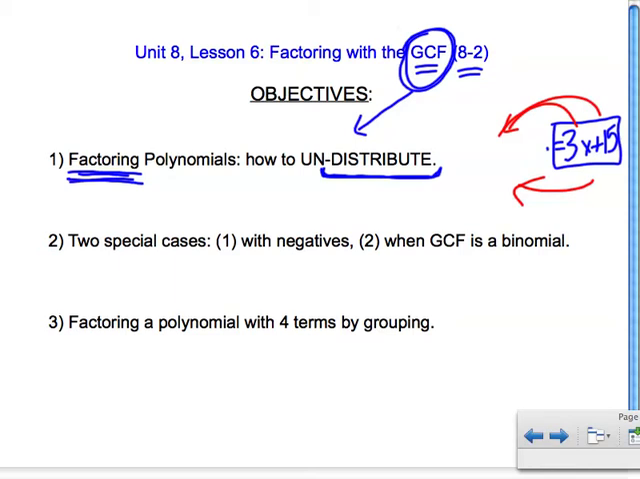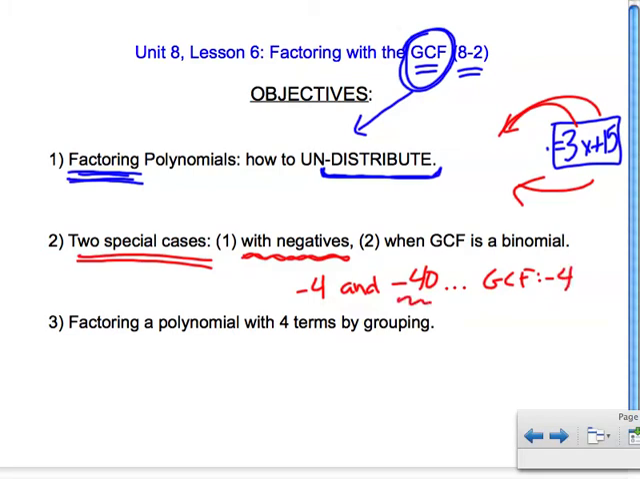Okay, we're going to talk about 2 special cases of factoring when we have some interesting things happening with negatives. Some of you asked me yesterday, when is the greatest common factor a negative number? If we have 2 items, like negative 4 and negative 40, their GCF would be negative 4 because they both have that negative, negative 1 times 4, negative 1 times 40. They both have a factor of negative 1, and that's kind of similar to what we're going to be talking about here with this special case.